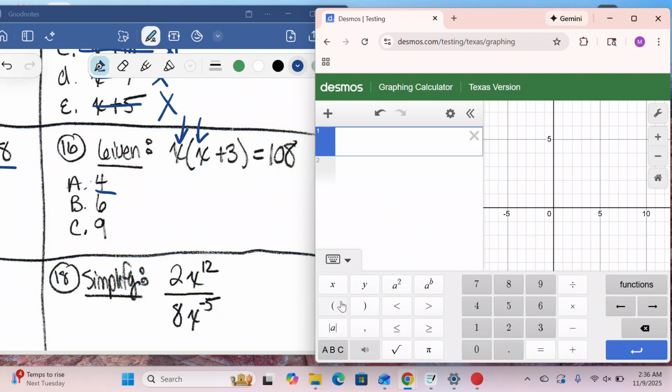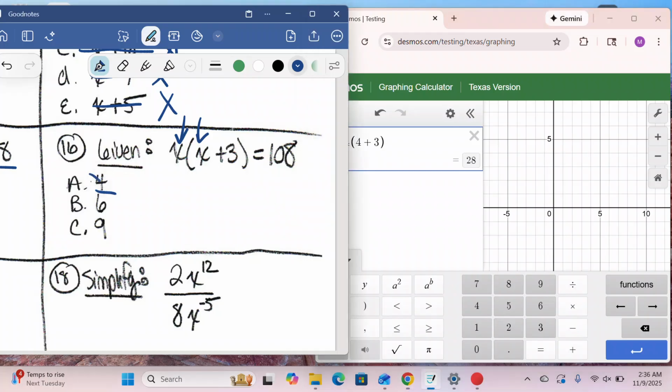So I'm going to go ahead and input it in Desmos. I'm going to put 4 open parentheses, and I did it wrong, so I've got to go back. I'm going to put 4 open parentheses, 4 plus 3, close parentheses. That has to get me to 108. It does not, so this is a wrong answer. So then all I'm going to do is replace the x now with 6.